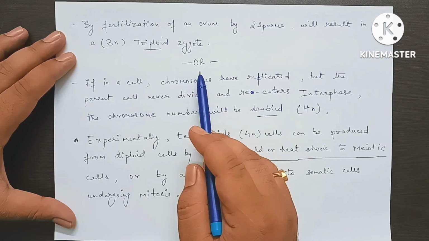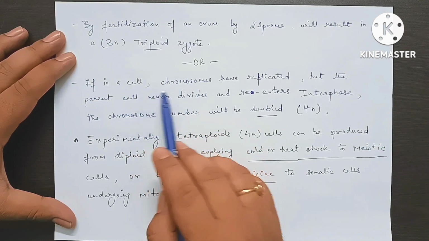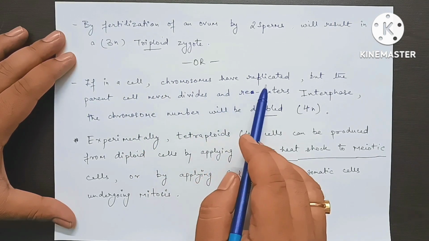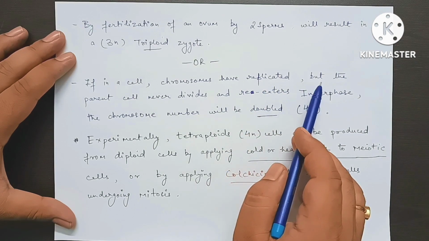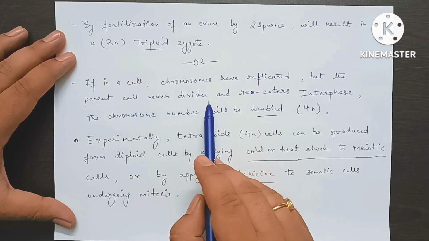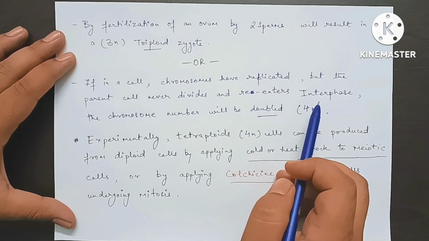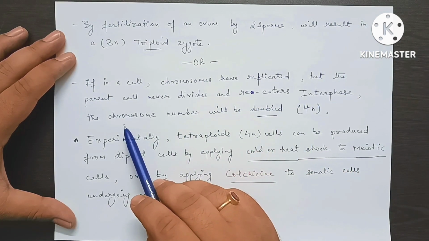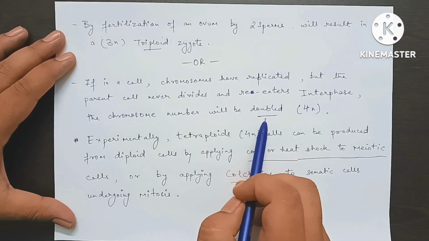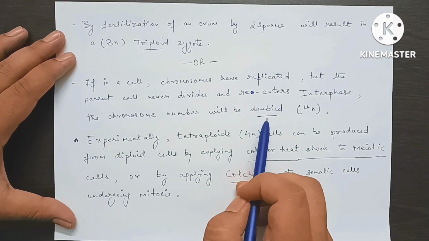Or autopolyploid may be formed if in a cell chromosomes have replicated but the parent cell never divides and re-enters interphase. Here the chromosome number will be doubled, that is 4n.